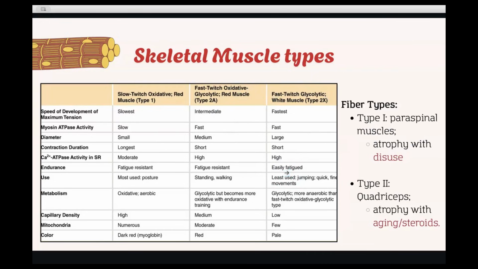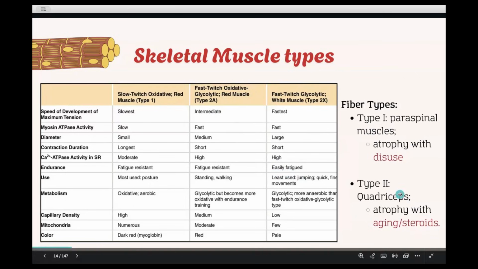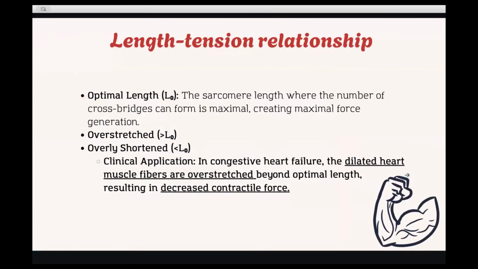So type 2 are usually easily fatigued. Those are the muscles found in your biceps, quadriceps, or whatever muscles are used in heavy activities. And those muscles usually atrophy with aging or with steroids. Okay, so this is important. Aging and steroids atrophy type 2. Disuse atrophies type 1.